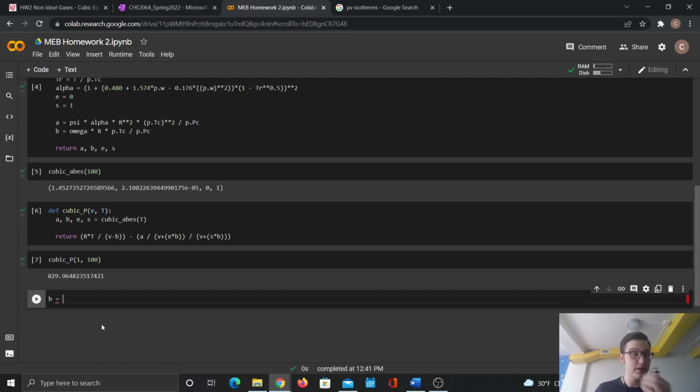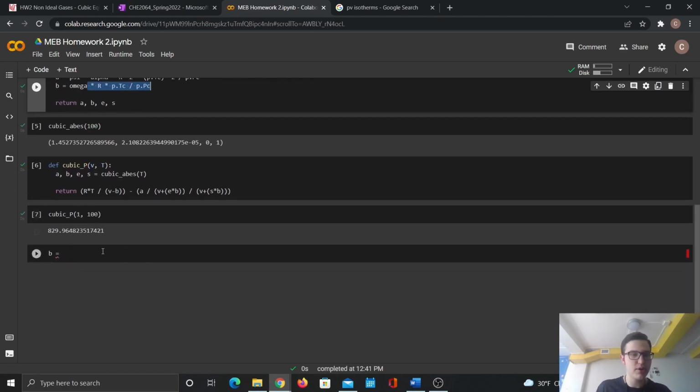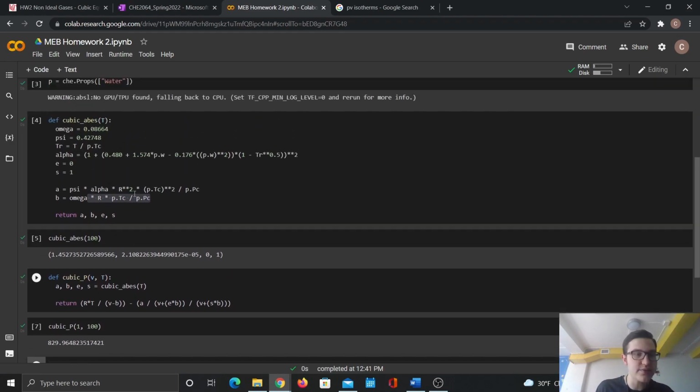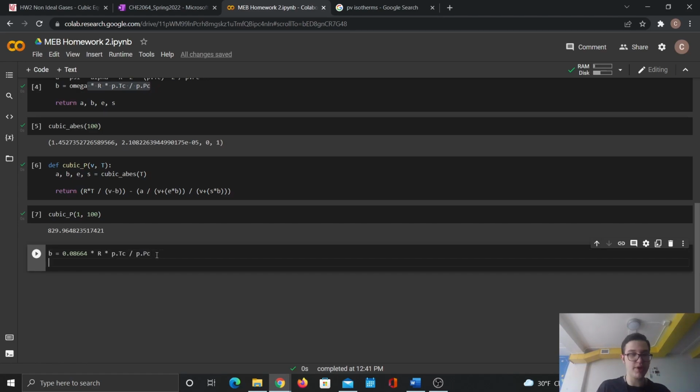the function. So I'm just going to copy and paste this. Copy. And what is the value for omega? 0.08664, 0.08664. Control V, paste. Now we have our B value, our excluded volume value. So now we need V.